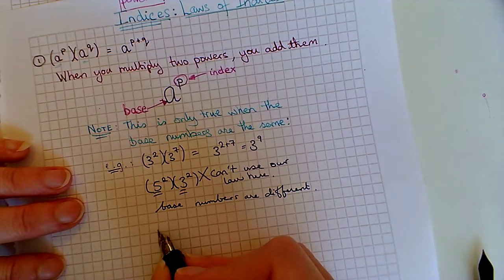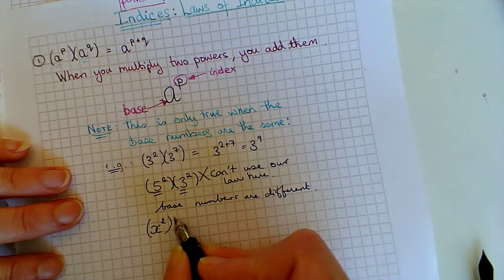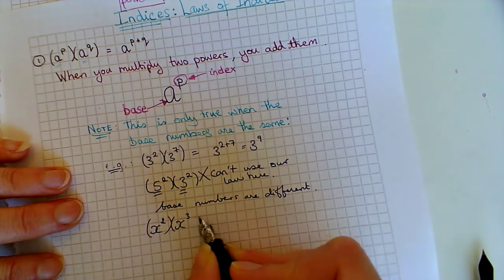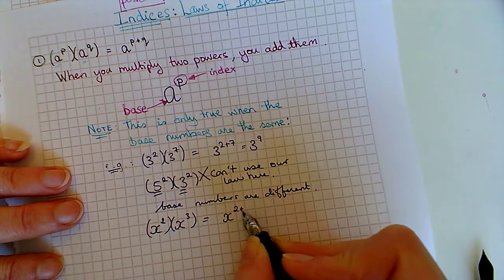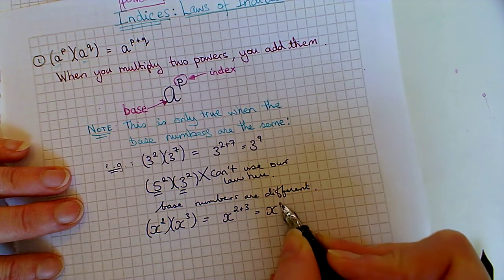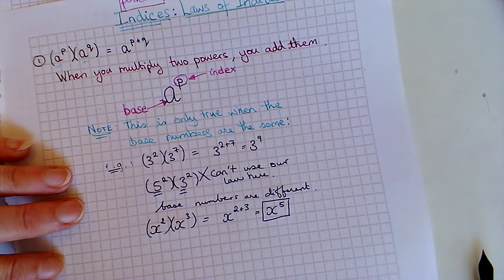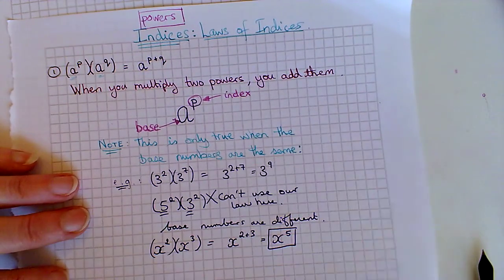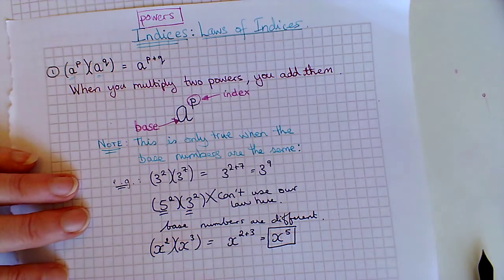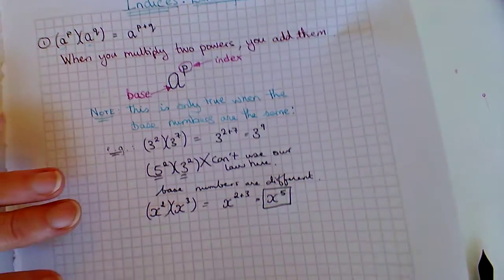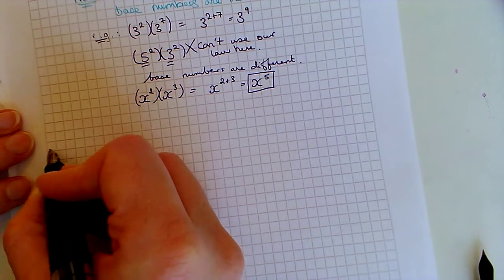This works with x's as well, and x's is where you've seen it a lot. So if I've got x squared multiplied by x to the power of 3, that's not x to the power of 6, that is x to the power of 2 plus 3, it's x to the power of 5. And you've seen that in algebra quite a bit. Okay, so that's the first law of indices, which you have used before without ever writing down that it's a law.